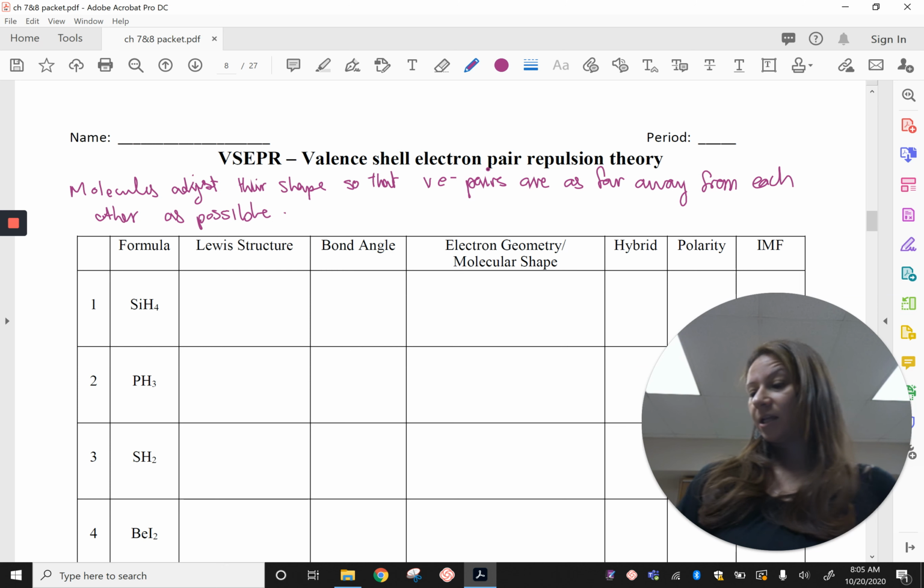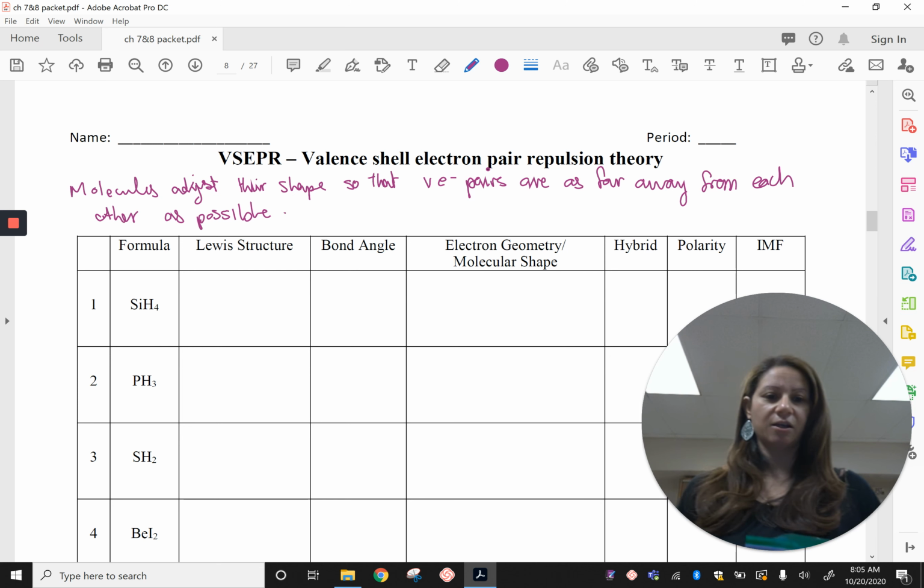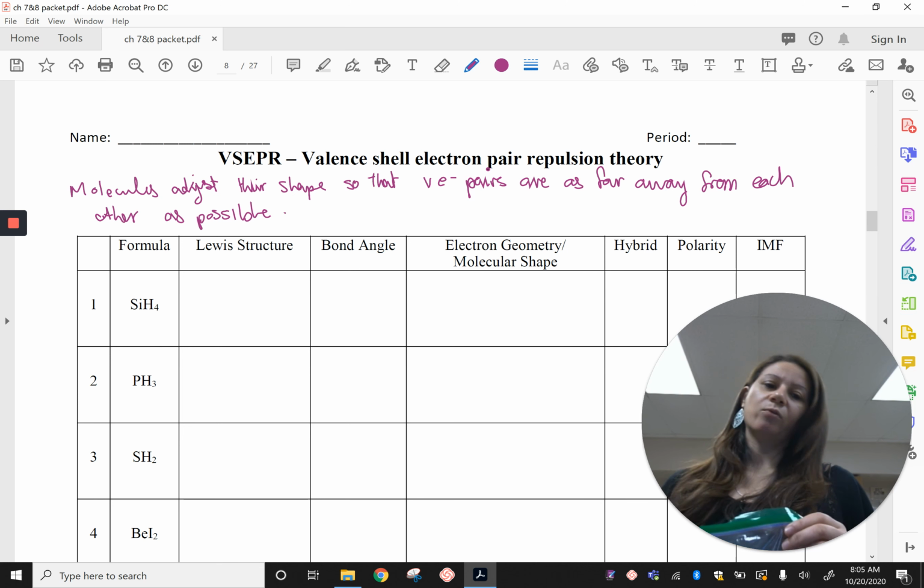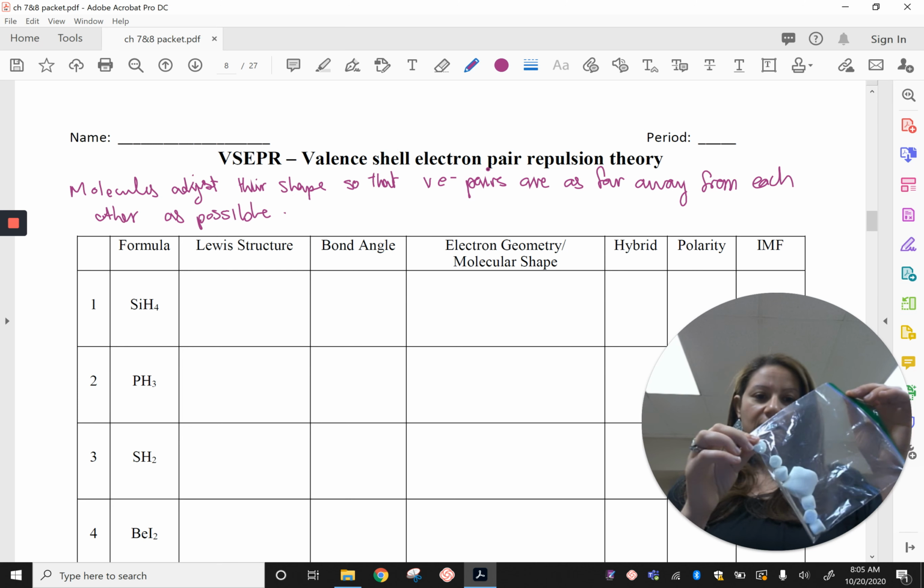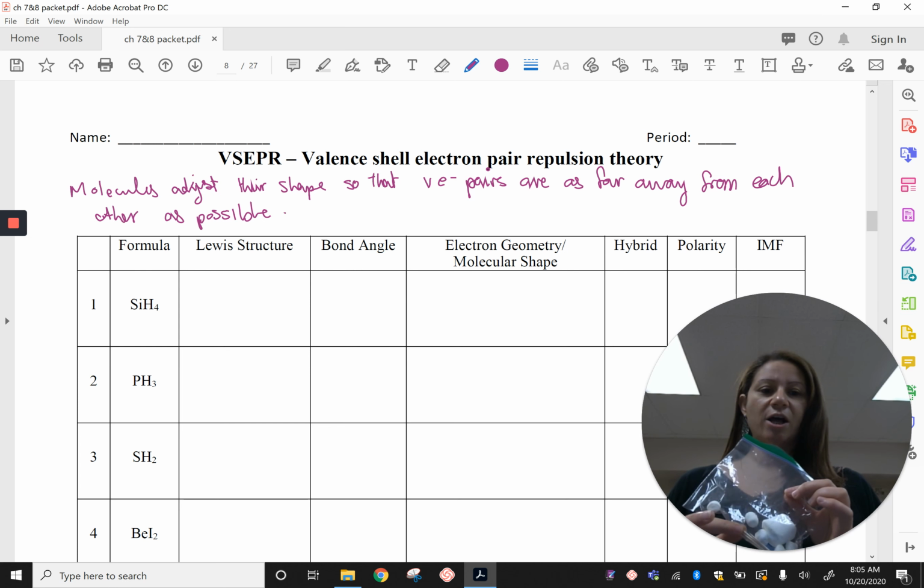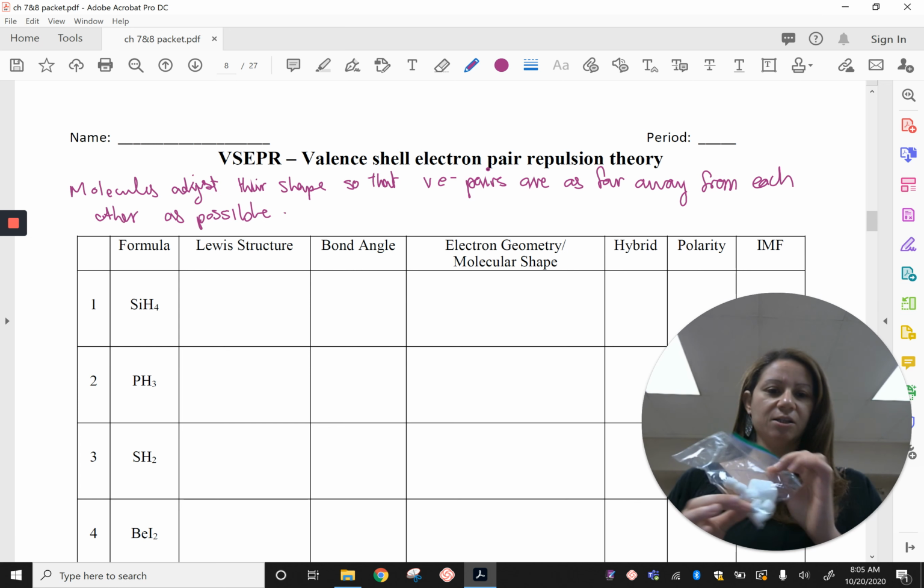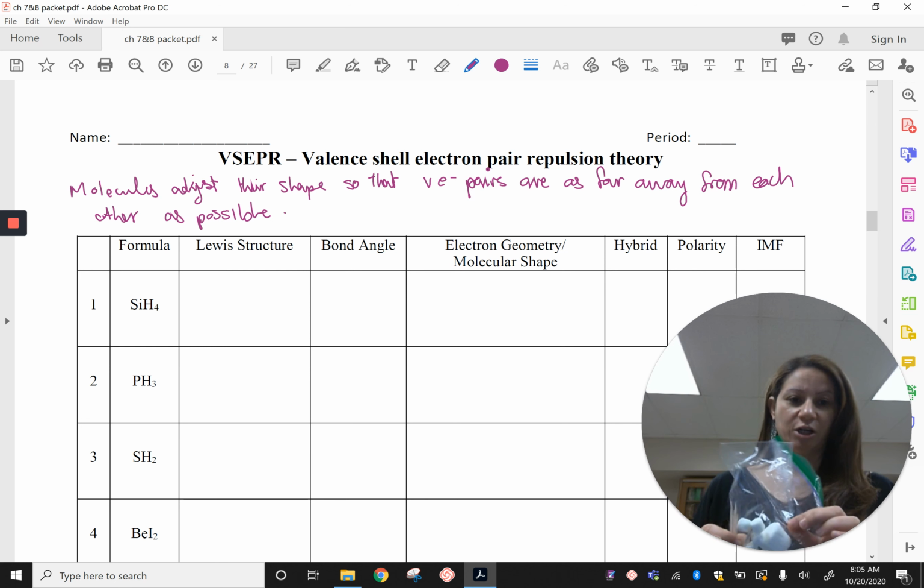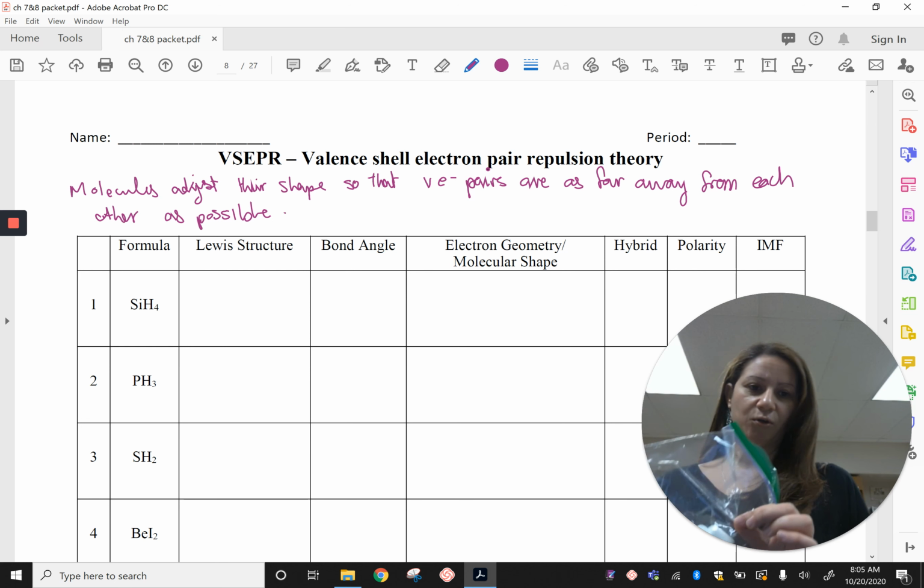And for these, you got an activity bag at the beginning of the year. So I want you to find in it a little baggie that has some marshmallows and some toothpicks. So pause the video for a minute until you find this bag and bring it so that you're using it while you're taking your notes.